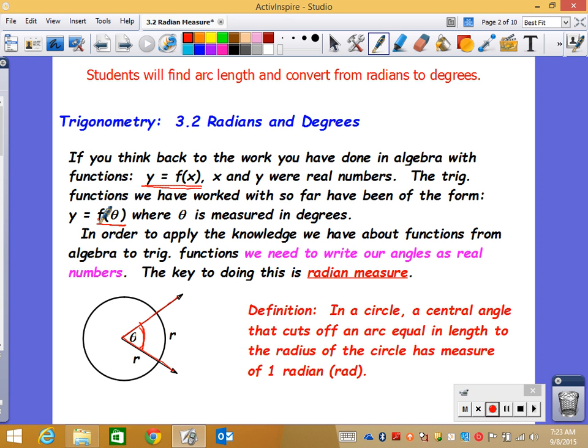So for a definition, in a circle, a central angle, which means this angle made here by these two rays coming out of the center of the circle, making an angle theta. The central angle that cuts off an arc length equal to the radius. All that means is the radius, r, and the length of the arc here is also r. Those have to be equal. We define the central angle measure to be 1 radian.